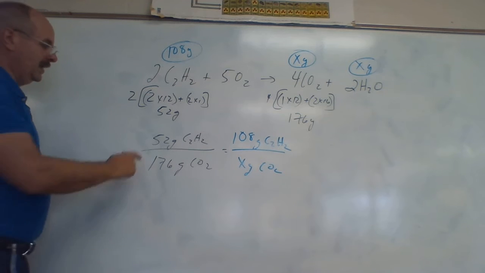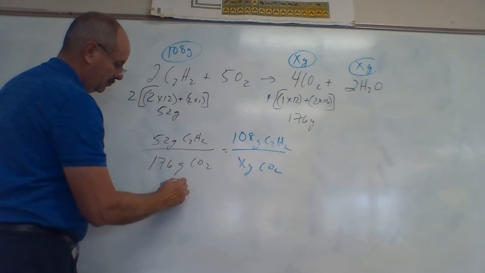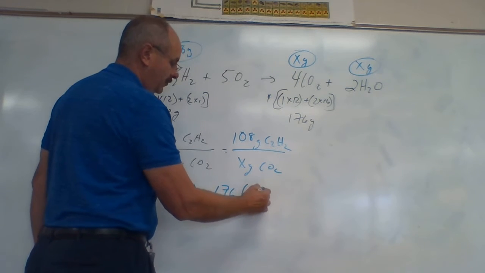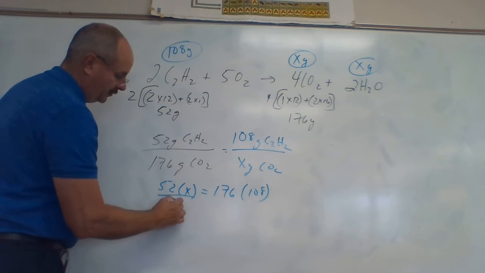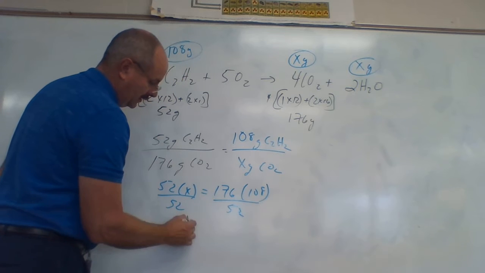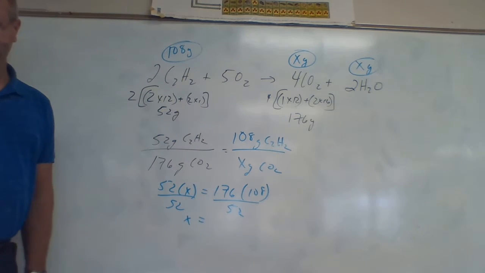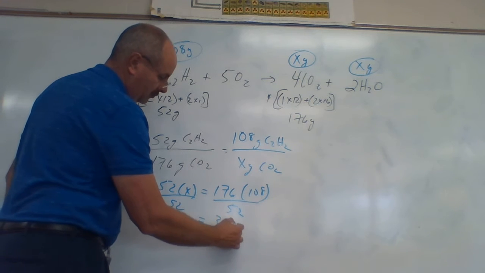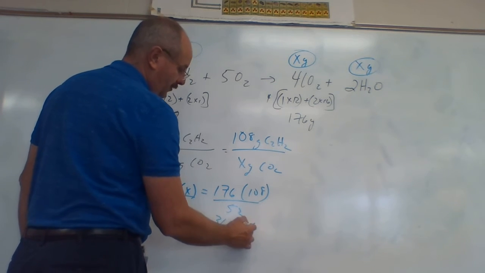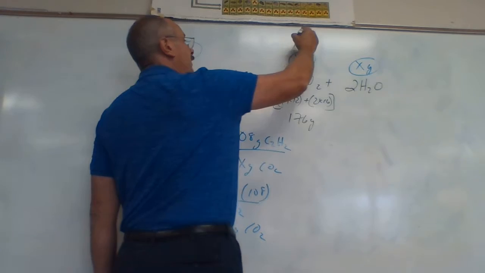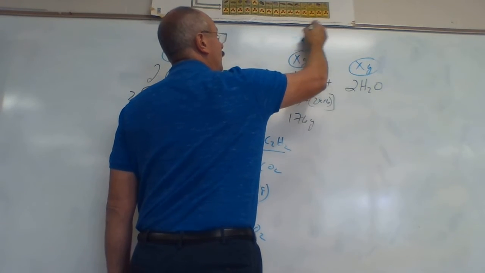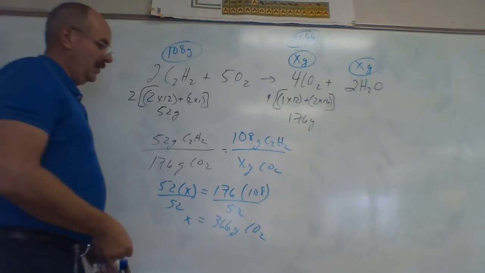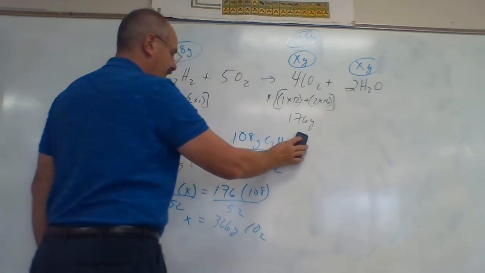All right, so cross multiply 52 times X equals 176 times 108. Divide by 52, divide by 52. And X is going to end up equaling 366 grams of CO2. I'm going to write this up here anyways. 366 grams of that guy. That's what we end up making up there. All right, so now let's do the second part. Now let's figure out the water.